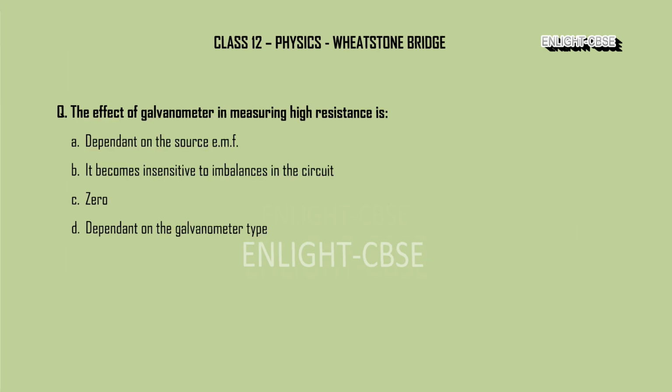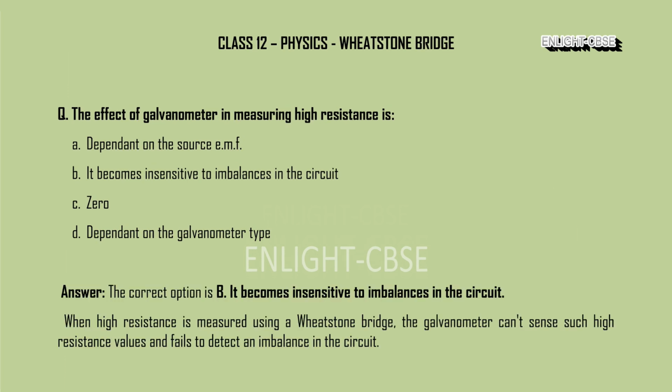Question: what is the effect of galvanometer in measuring high resistance? A. Dependent on the source EMF. B. It becomes insensitive to imbalances in the circuit. C. 0. D. Dependent on the galvanometer type. Answer: it becomes insensitive to imbalances in the circuit. When high resistance is measured using a Wheatstone bridge, the galvanometer can't sense such high resistance values and fails to detect an imbalance in the circuit.